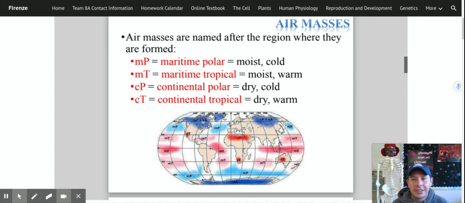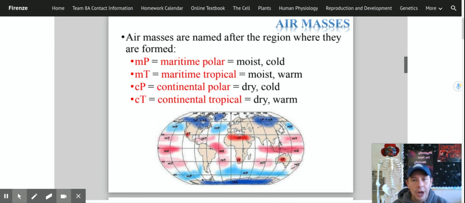Then we have the word continental. Okay, continental, think of the word continent, over land. That's going to stand for the word dry. So think of it as the air mass formed over a continent. It's dry over a continent because it's made of land, so that means dry, okay? Continental polar, there's our word polar again, that just means cold. So continental polar is abbreviated with a little c, capital P.